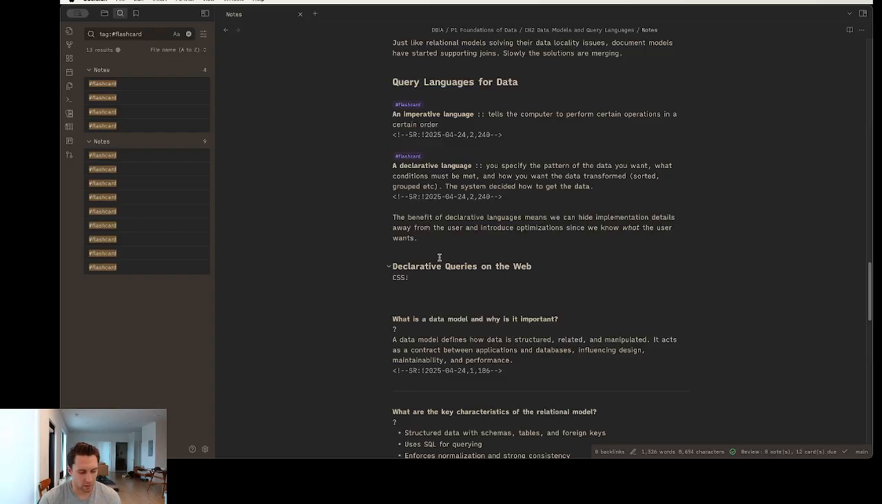All right, back to it. Declarative queries. In a web browser, it's talking about how CSS is a declarative language, since we declare patterns rather than the steps to find them.